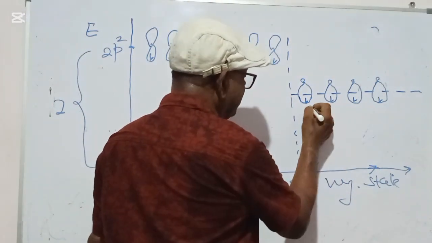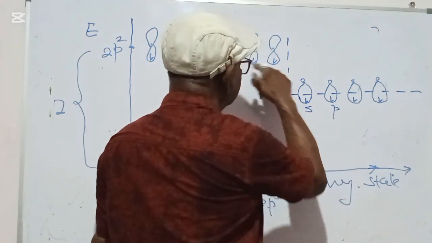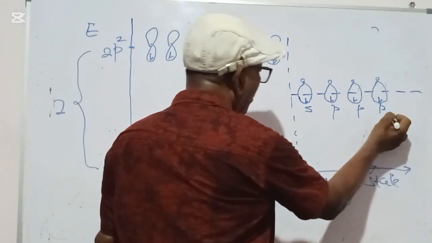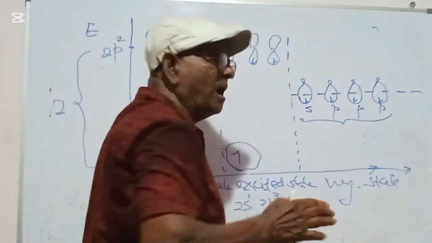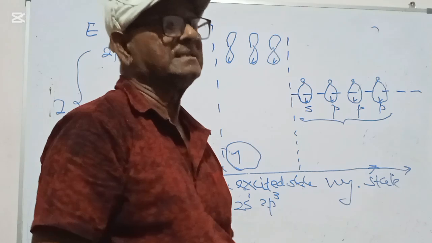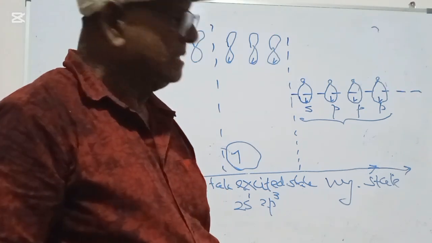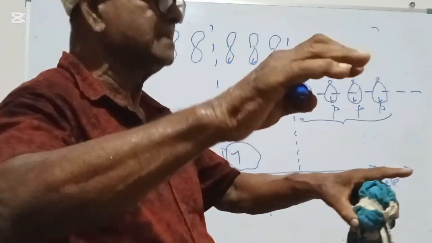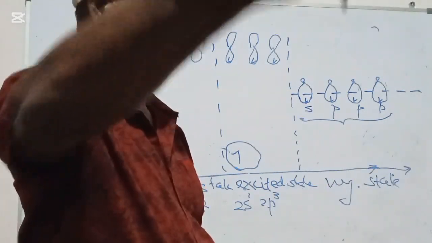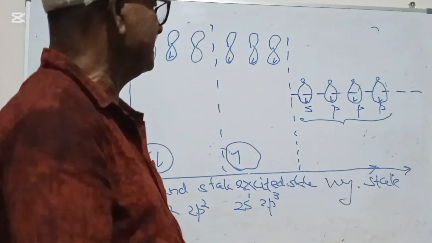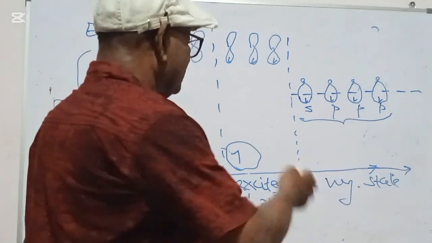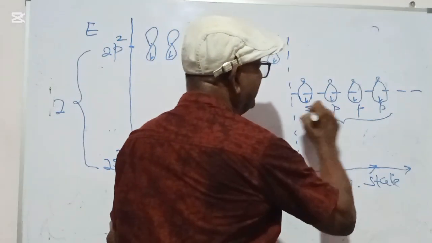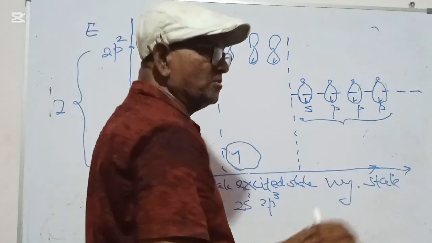Now, this is the s orbital. These are the 3 p orbitals. Now, all four are hybridized orbitals. You have to study other types of hybridizations; I will do them again in my other videos. Today, I am going to explain this type of hybridization only.